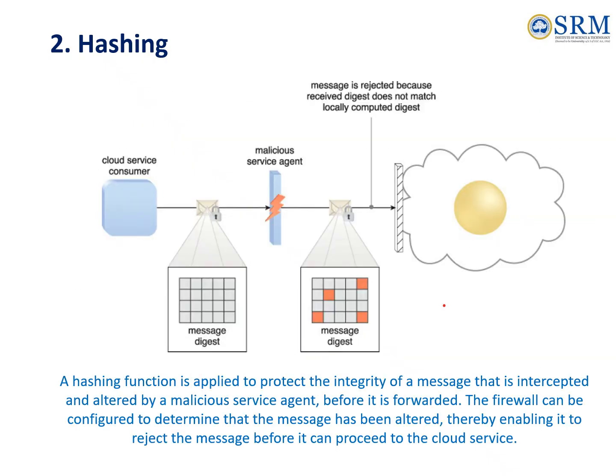Now look at the diagram shown here. A malicious service agent intercepts and modifies the message during transmission. When the firewall or receiver generates the hash again, the hash values do not match, revealing that the message was altered. So, hashing helps detect tampering and maintain data integrity.